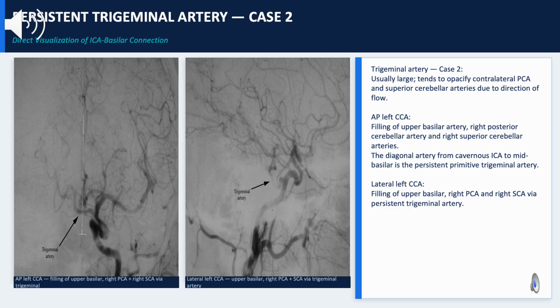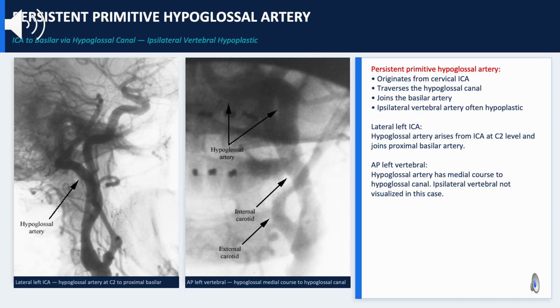Any patient with a confirmed persistent trigeminal artery should undergo dedicated posterior fossa MRA to screen for associated posterior circulation aneurysms. The persistent primitive hypoglossal artery is the second most common residual primitive carotid basilar connection, occurring in approximately 0.03% of the population. It is defined by 3 criteria: origin from the cervical ICA at the C2-C3 level, traversal of the hypoglossal canal, and termination at the proximal basilar artery.